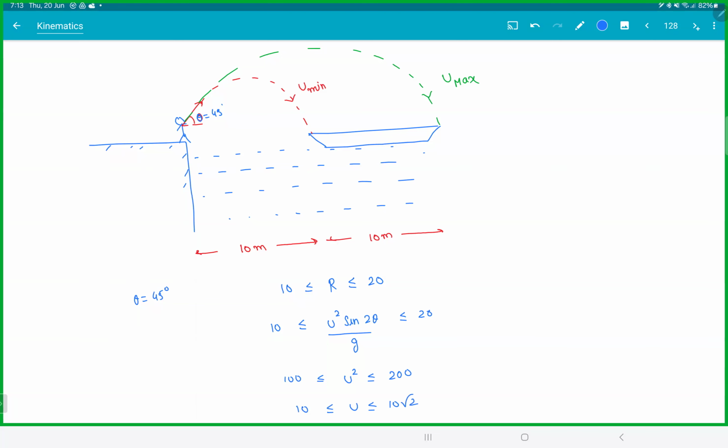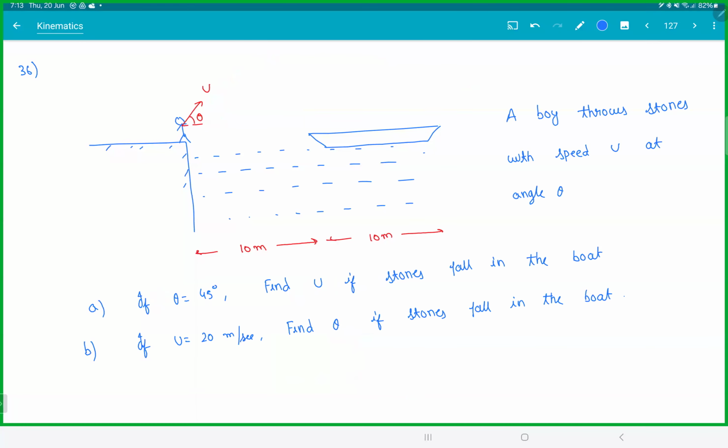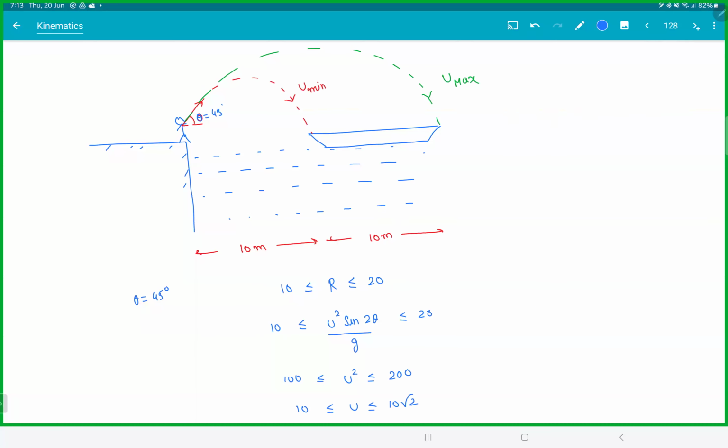Now, what about the angle? Now, second part, speed is fixed, angle can be variable. Anyone not clear with the speed part, please ask me the first part.